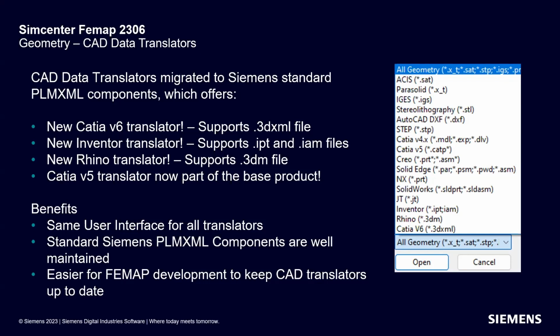A couple new things too. We now have an interface to CATIA v6. We now directly support Autodesk Inventor, and we also now support Rhino. And you can see the various files that we support there. One thing we also did was we used to have one option that was non-Nastran related, which was a CATIA v5 translator. Well, now that's part of the base product. So if you buy Femap, you no longer have to buy the CATIA v5 translator separately. It just comes along for the ride now.